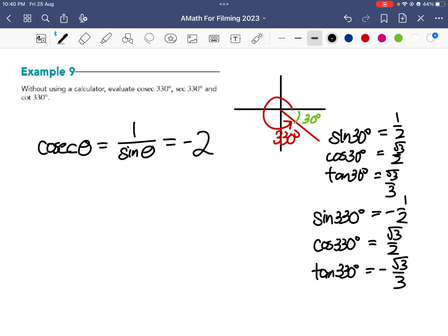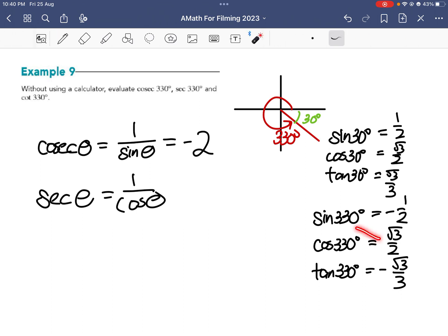Then, okay, what we have here is the next one. We have secant of 330. So secant of 330 is 1 over cosine theta. If you look at it, cosine of 330 is positive root 3 over 2. So 1 over cosine, I take the reciprocal, I just flip them, is 2 over root 3. So hence this one is positive 2 over root 3.